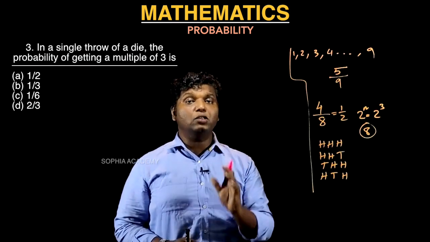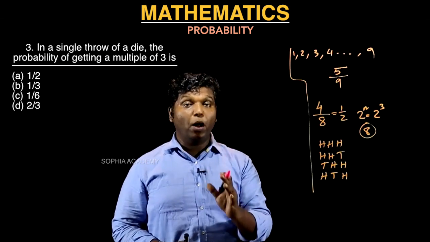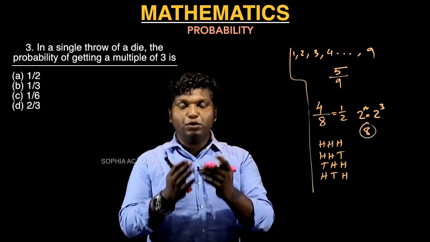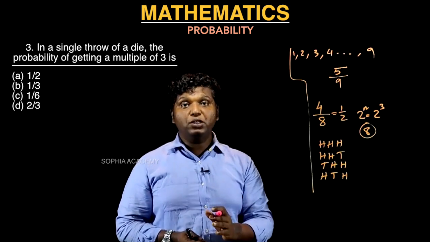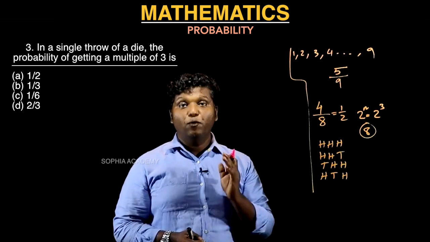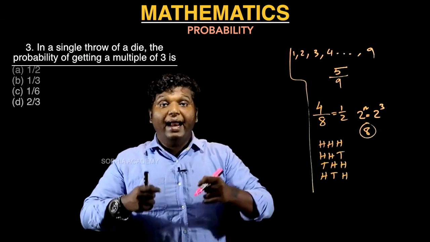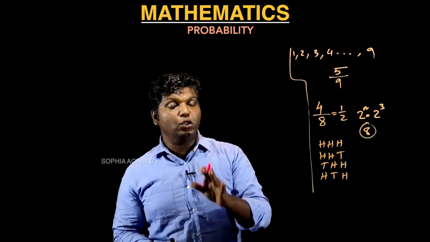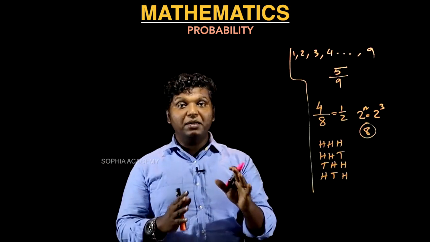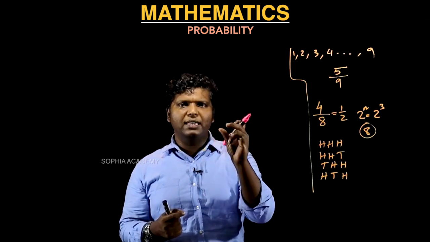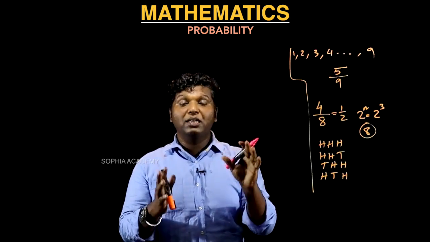Here was the next question before you. In a single throw of a die, the probability of getting a multiple of 3 is. Here go the options before you. 1 by 2, 1 by 3, 1 by 6 and 2 by 3. So what is the question here? A die is being thrown. Have you seen a die? Die means it's something which we used to play Ludo, right? For Ludo, a single die like this, a cubical shaped thing.